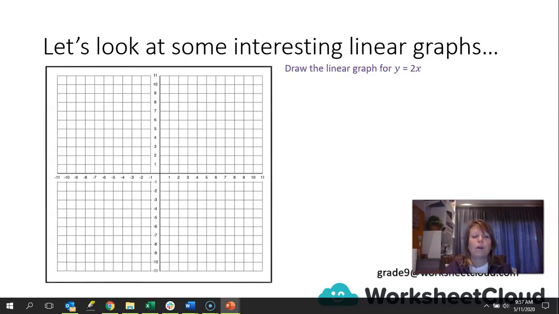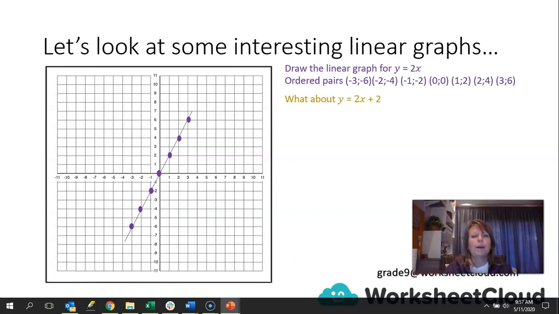Draw the linear graph for y is equal to 2x. Okay, there we go. We've just drawn that graph. And now where y is equal to 2x plus 2. Now can you see here, the gradient is exactly the same, but the point of intercept, the y-intercept, is different.